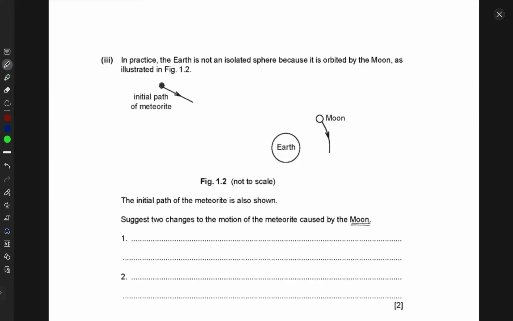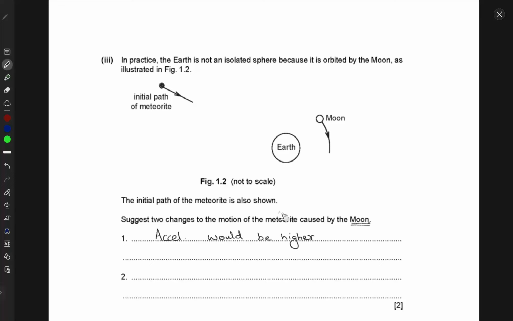Exactly, that's one point. So what would be your reason for that? Because there would be double the gravitational force acting on it. Not double, but yes, the addition. Exactly. So the resultant of the Earth and Moon, there would be more gravity affecting this meteorite. And if the force is more, that means the acceleration is going to increase, right? So yes, of course, the acceleration would be higher. So that's one. Any other reason?